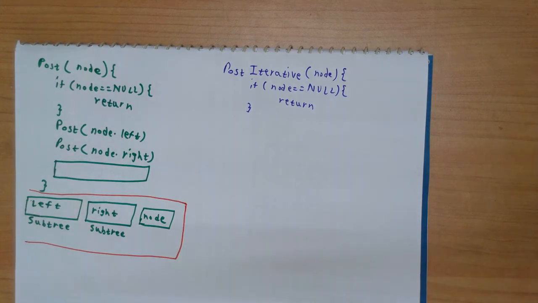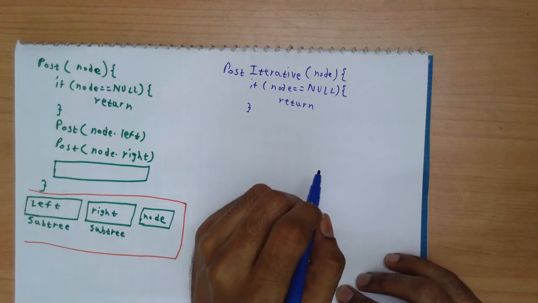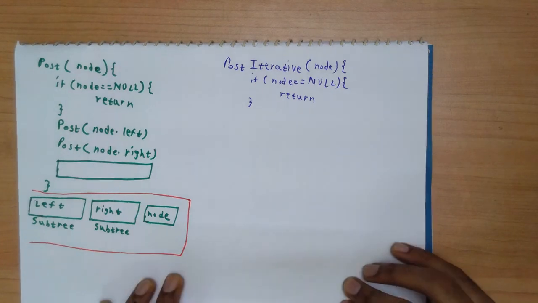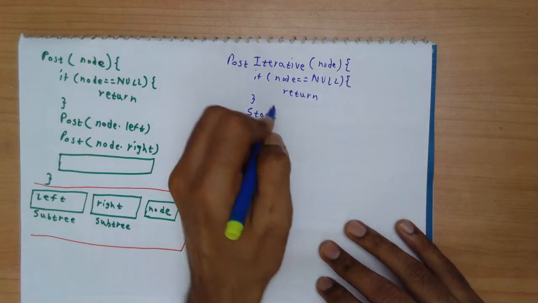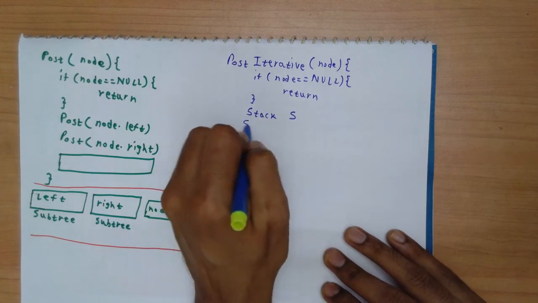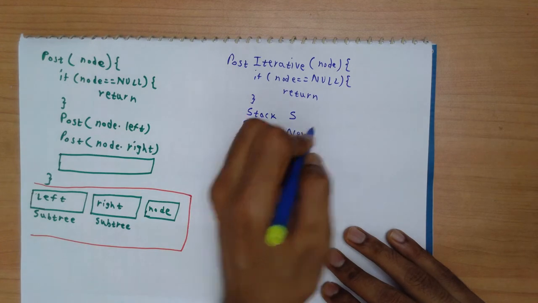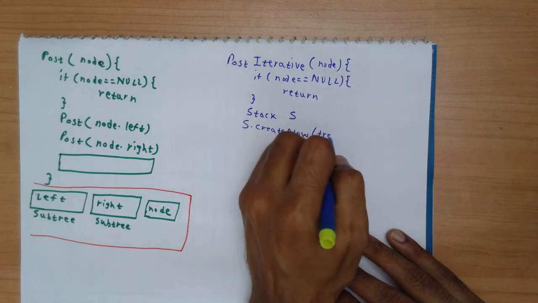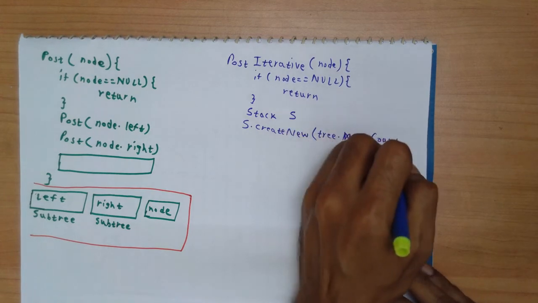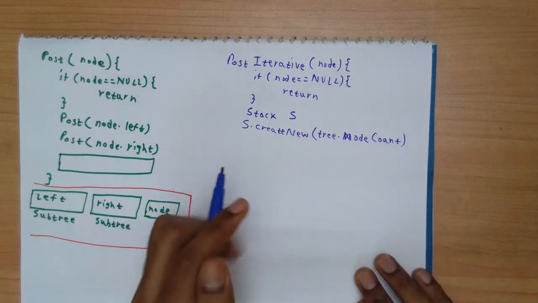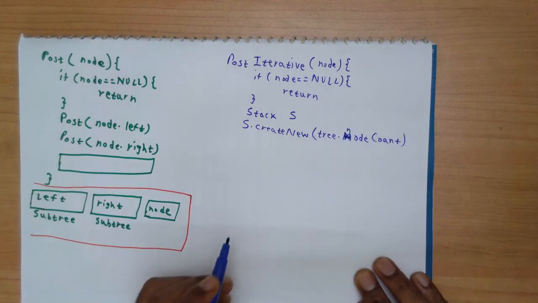If that's not the case, then I'll create a stack similar to my pre-order traversal. So let's have a stack S, and I'll create a new stack of capacity equal to the node count. I got the node count of the tree in a property, so this is the node count.